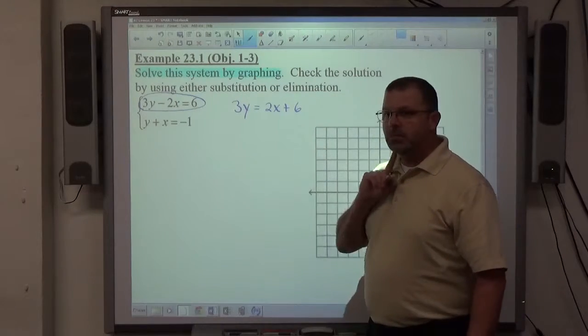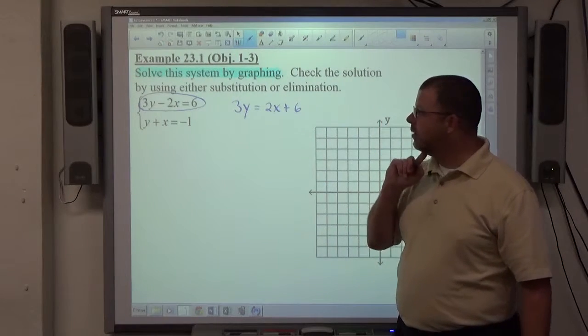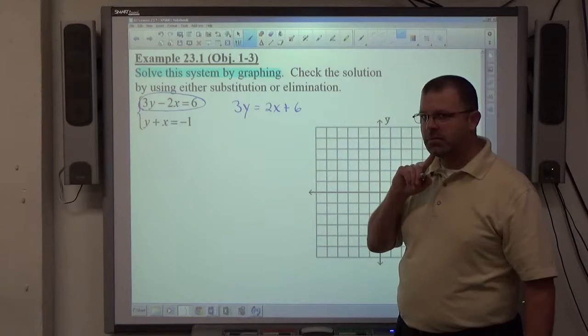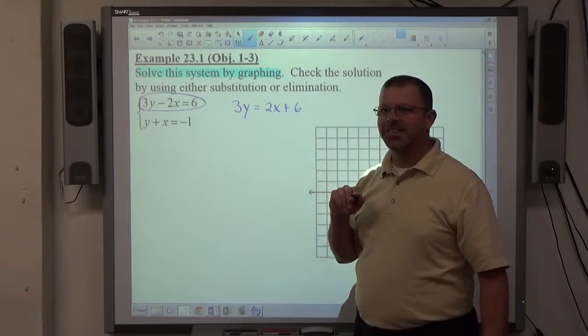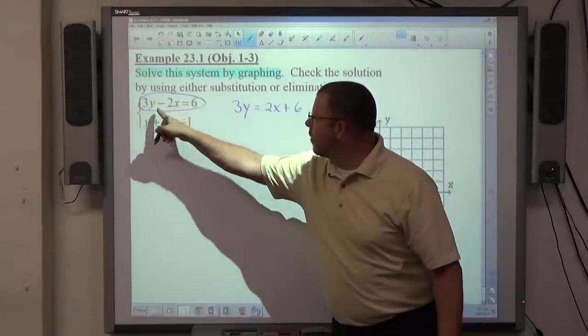Should that be? Go ahead. Or says 3x. Yours says 3x? Oh wait, my bad. I'm wrong page. All right. So now does it say 2x? Yes. All right. Okay. So 3y minus 2x equals 6.